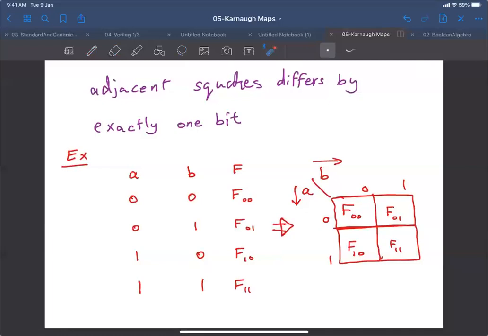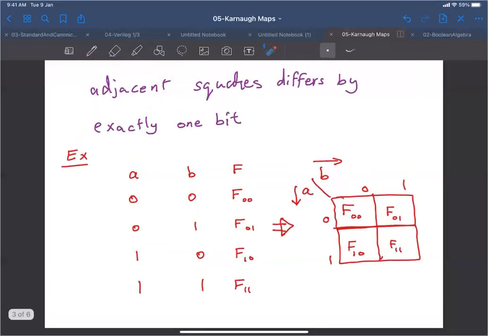Notice that this square here is not adjacent to this one, because here both A and B change, from 0,0 to 1,1, so 2 bits are changing. That's why these two are not adjacent. Similarly, 0,1 is not adjacent to 1,0, since 2 bits are changing here. These bits are the input bits, so the definition of adjacency is with respect to the input pattern, okay?